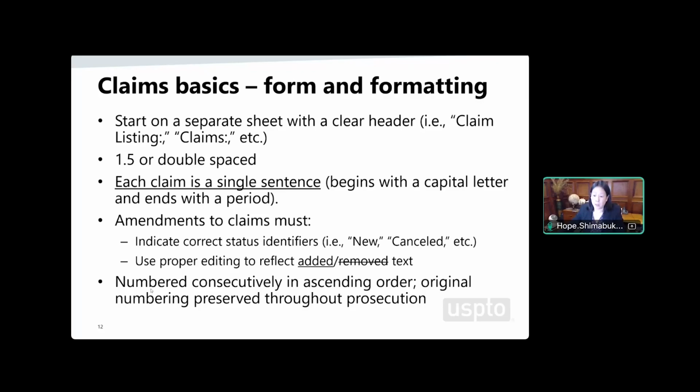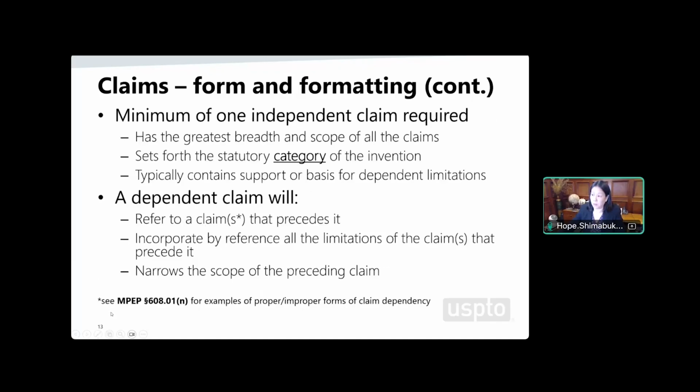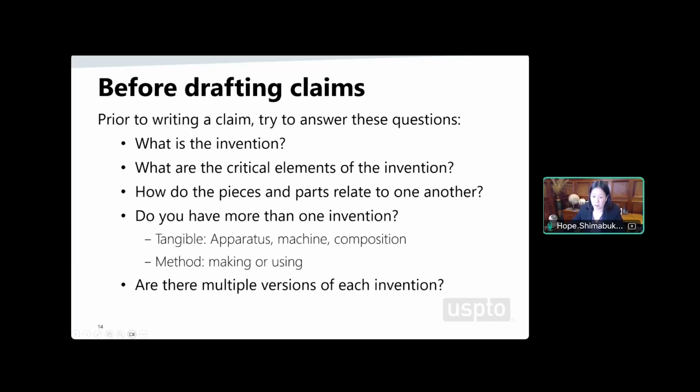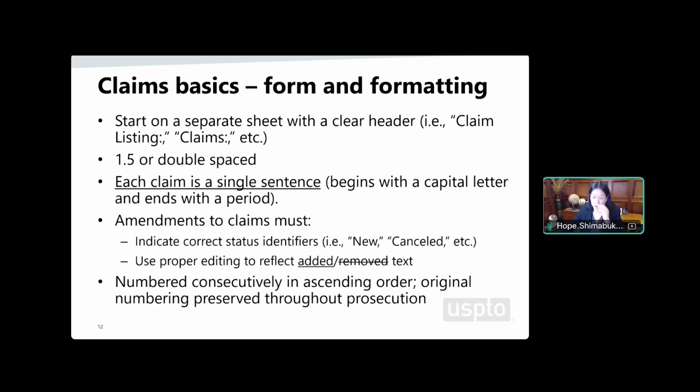So some basics when it comes to form and formatting. So let's go back to some of the specific details about the formatting of the claims. Starting off, the claim should be included on a separate sheet, and there has to be a clear header.